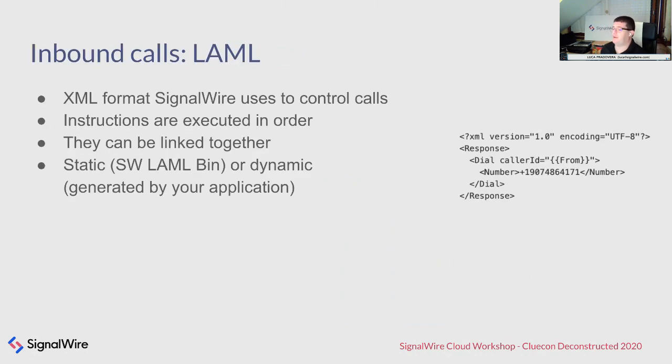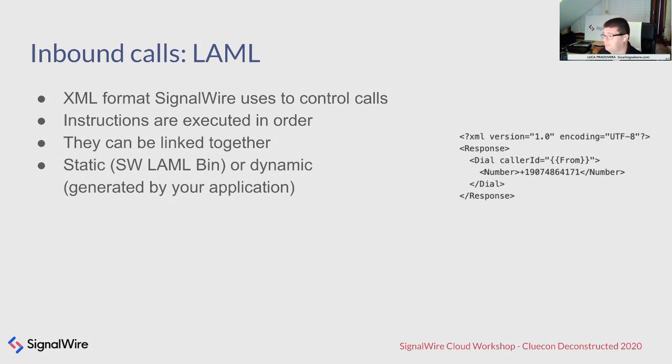The SignalWire way of controlling calls goes through one of two ways. LAML is the main one that we're using for the tutorial. Relay will be the other. LAML is an XML format SignalWire uses to control calls. Instructions are executed in the order they are defined in the XML, and documents can be linked together.